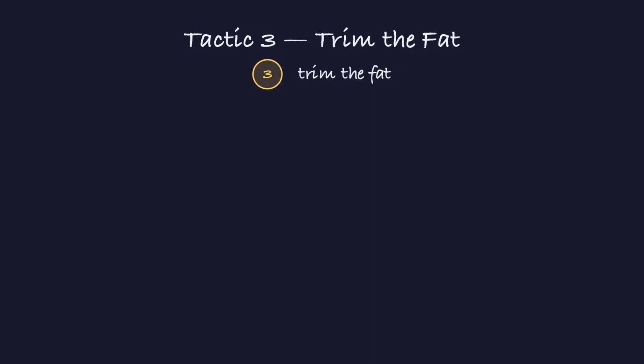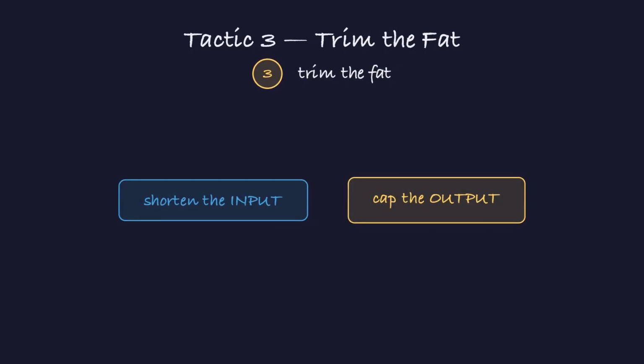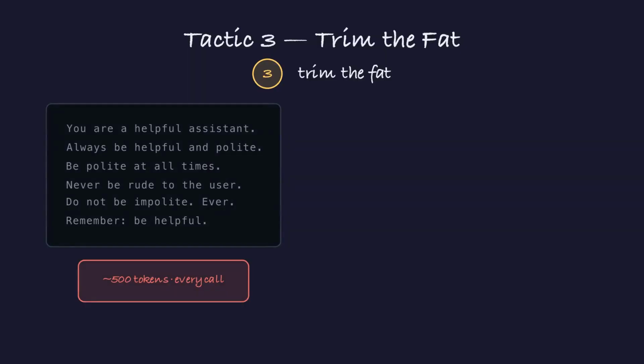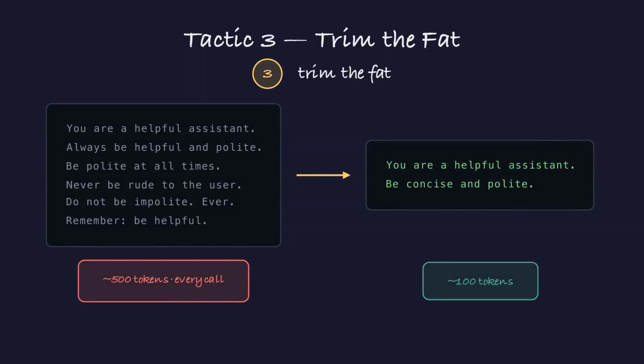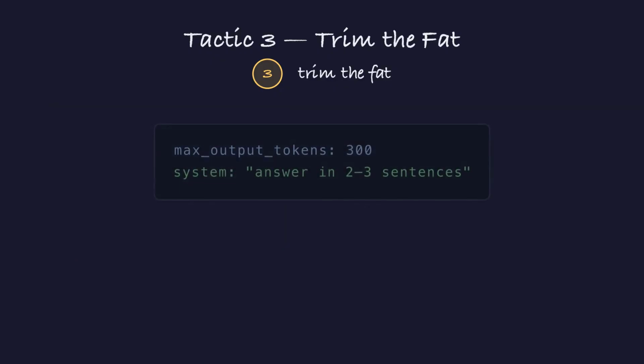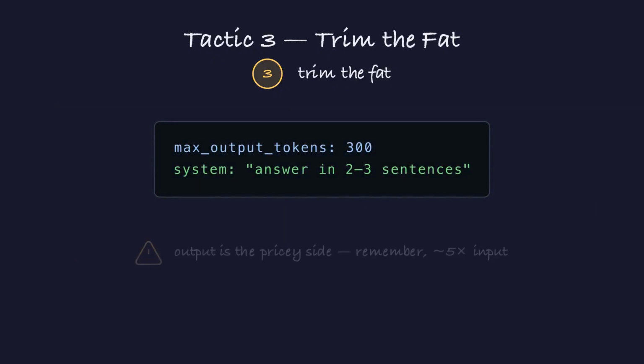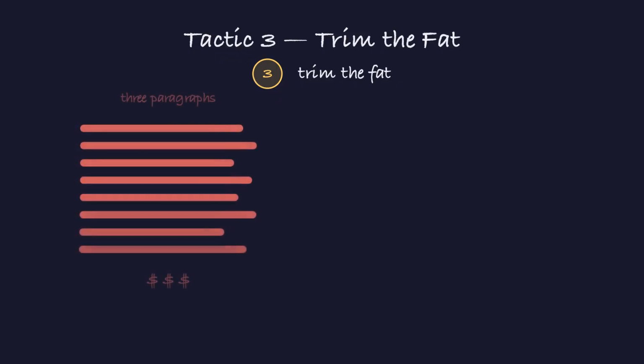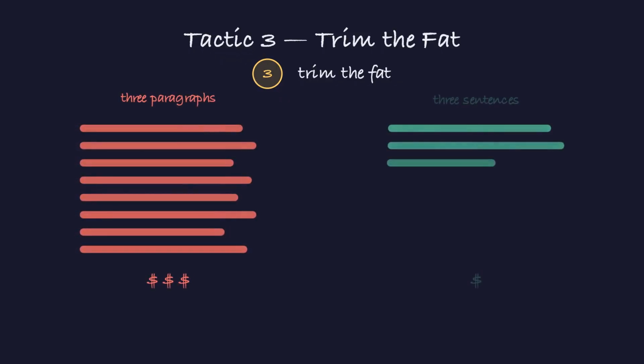Tactic 3. Trim the fat. 2 parts to this one. Shorten your input. Those giant, rambling system prompts with 15 redundant instructions. Tighten them. Every extra token on every single call forever, that adds up fast. And cap your output. Tell the model to be concise and set a maximum length. Remember, output is the pricey side. A model that answers in 3 sentences instead of 3 paragraphs is literally cheaper. Don't pay for words nobody reads.